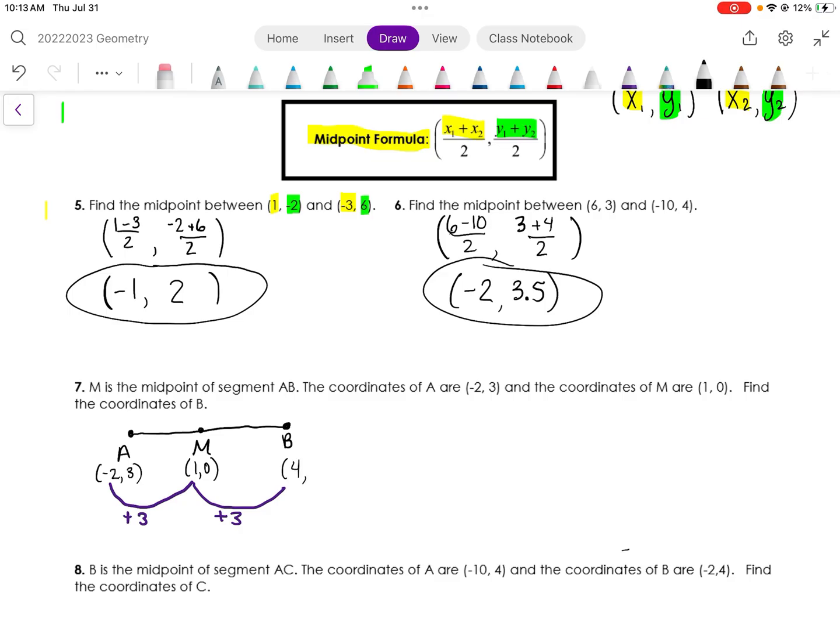So think about that for a second. One end, my x value is at negative 2. And if I want 1 to be in the middle, then 4 would have to be on the other end. That way they're both 3 apart. So let's do the y values now.